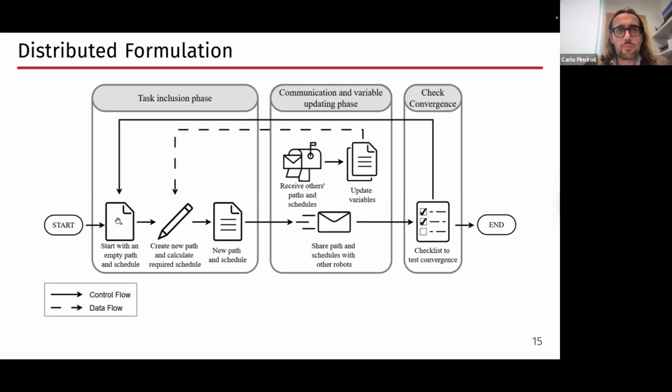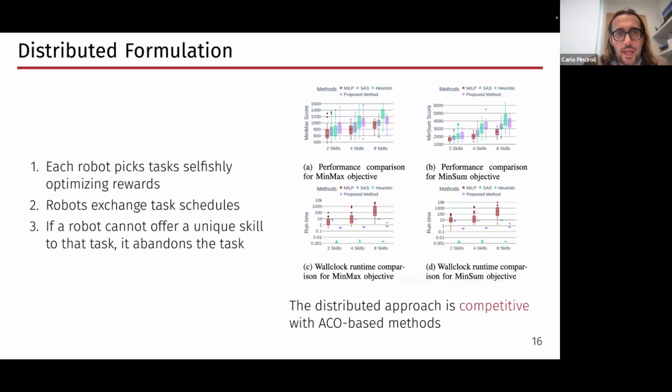So this is a very simple distributed way in which we can reproduce what we did in the centralized way. And one thing that is interesting is also that we allow the robots to abandon a certain task if the robot finds itself essentially not being unique. So if the skills offered by that robot are offered already by other robots. This allows us basically to lower the number of robots that are engaged in tasks, and also make them available for other tasks. What we found is that these distributed versions of the algorithm are competitive with ACO. So basically, it's roughly in the middle between being optimal and being fast.